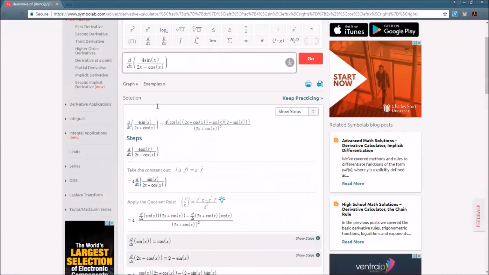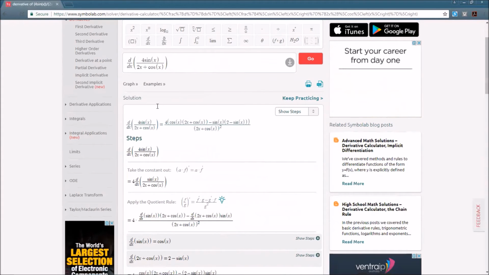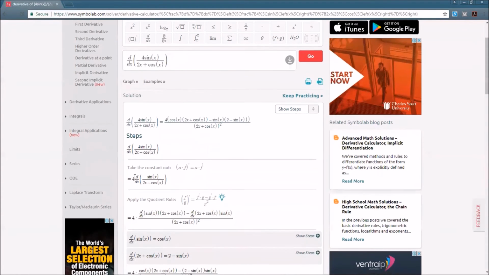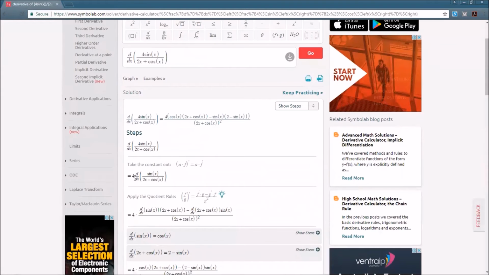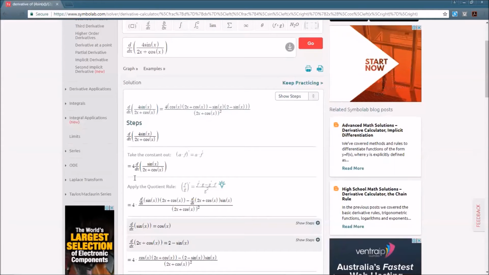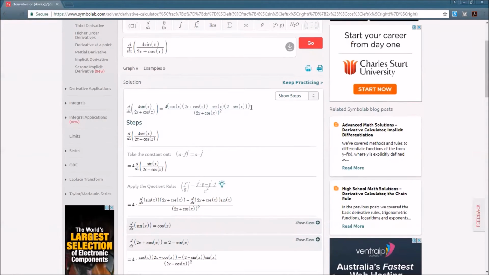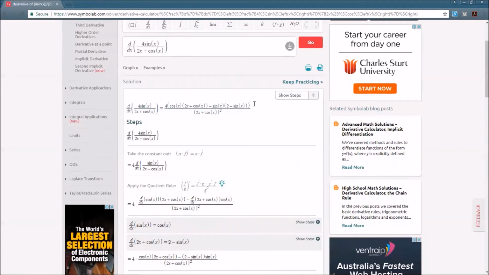So they got something very similar to us. So they had just a 4 out the front here. So they must have pulled 4 out in front. Yeah. And just dealt with this separately. Well, if you got that, congratulations. I didn't get quite exactly this.